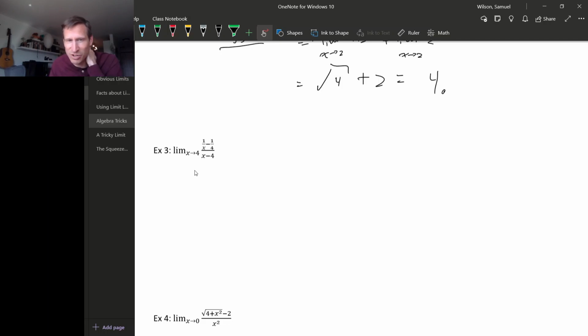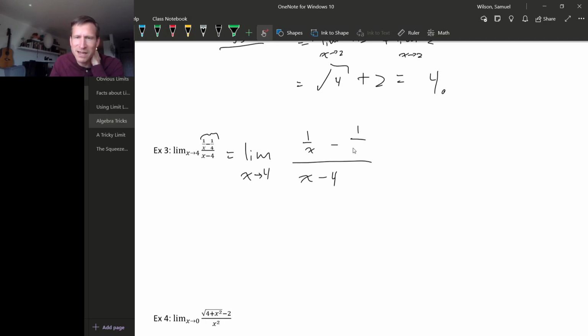What sort of algebra could we do? Well, this numerator catches my eye because it's a difference of fractions. So we could actually put these fractions over a common denominator to see what we get when we subtract them. So this is limit as x goes to 4. Our denominator is going to stay x minus 4, but in the numerator, we need to make a common denominator show up. So we need a 4 here, and here we need an x, like this.